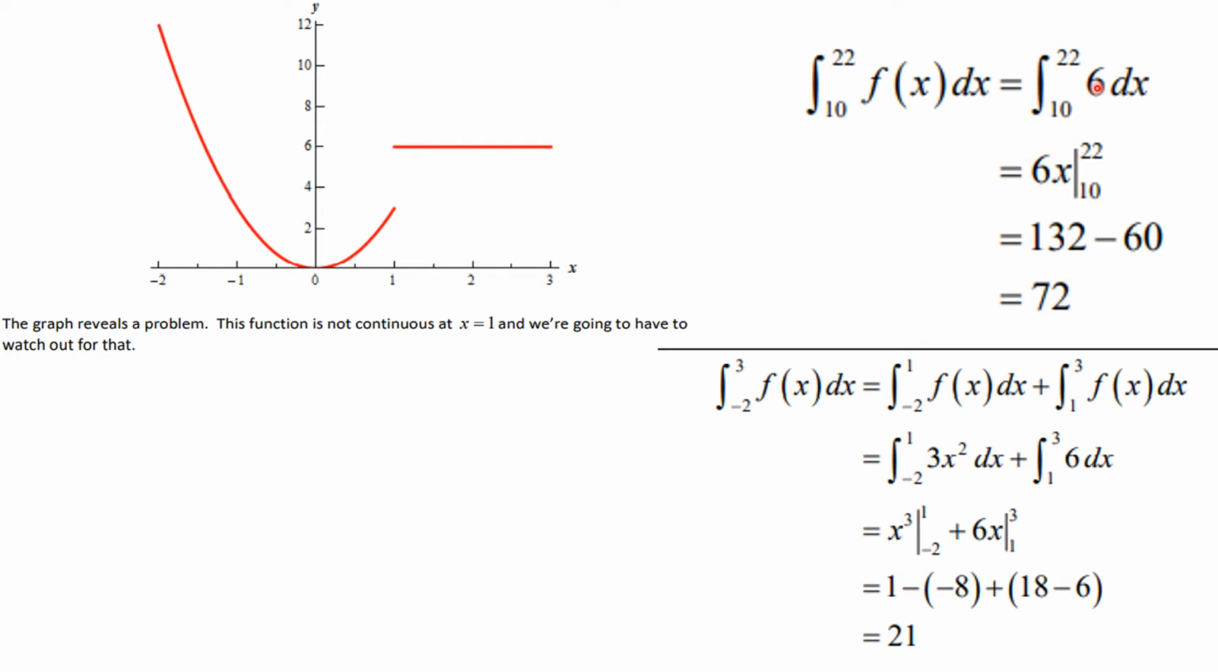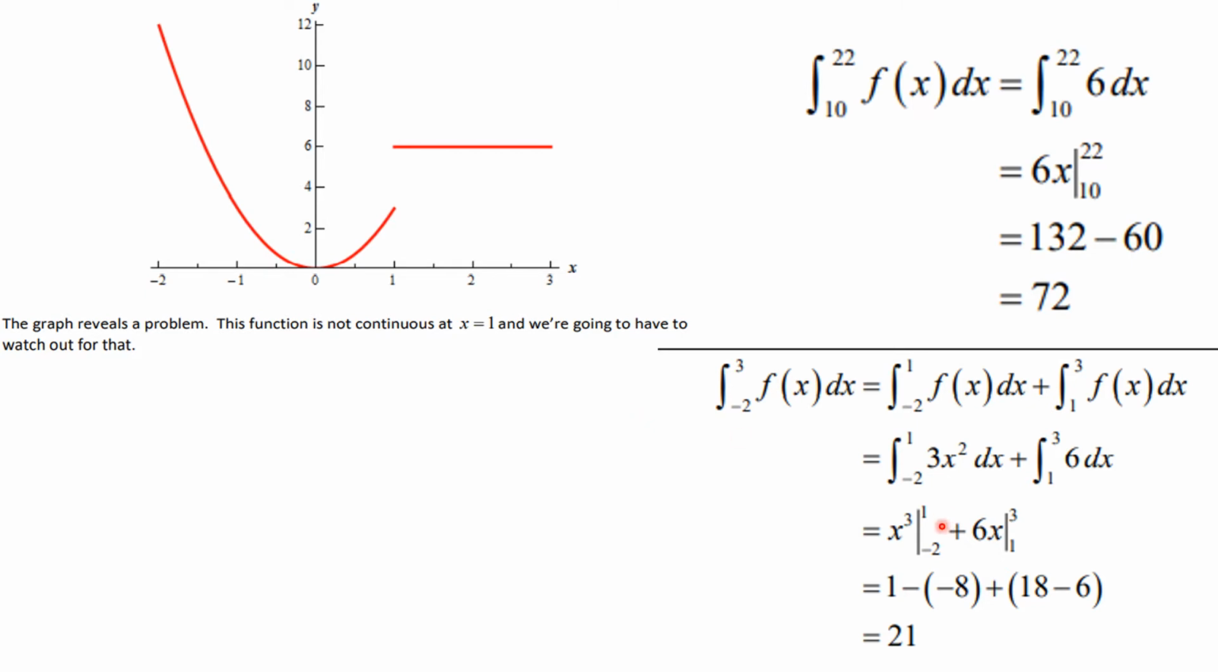But also, if you have a constant function, a flat function over an interval, it is going to be the constant times the length of the interval. So you see, I would have done this in my head and said that this is going to be 6 times 12, or 72. But the other point is a little bit more difficult because we're going from -2 up to 3, and that goes across the point of discontinuity.